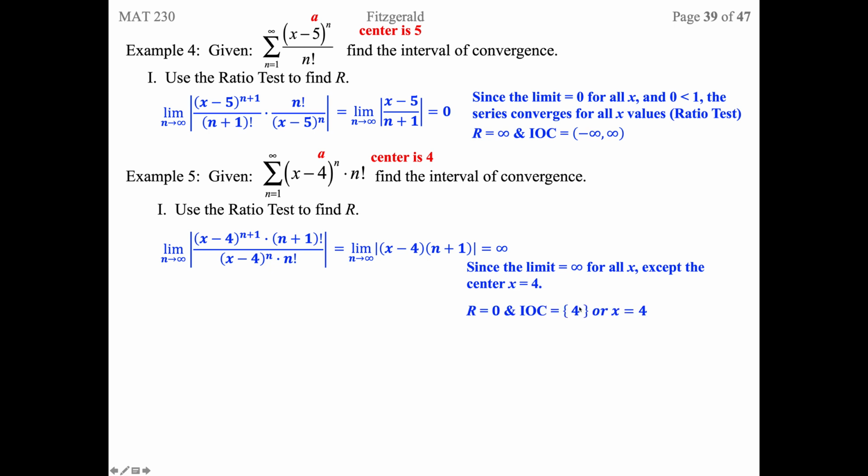So here I put braces. It's a set. I'm listing just that one particular value, or you can leave it as x equals 4. But your radius of convergence is definitely 0. When this happens, again, we're done. You don't have any endpoints to test because there's nowhere to go for endpoints. Your radius is 0.